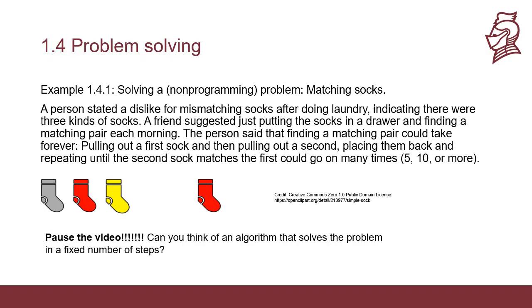So a friend comes in who's not a computer person and suggests just putting all the socks in a drawer, and then each morning you take out two socks, and if they match, you have matching socks. If they don't match, you put them back in the drawer and you do it again. Well, the person who doesn't like matching socks says, "No, I don't want to do that. That could take forever." And in fact, that's a terrible algorithm because we don't know how long it would take.